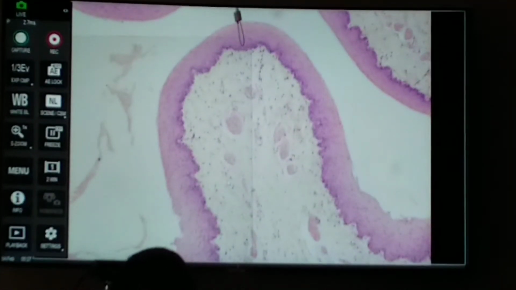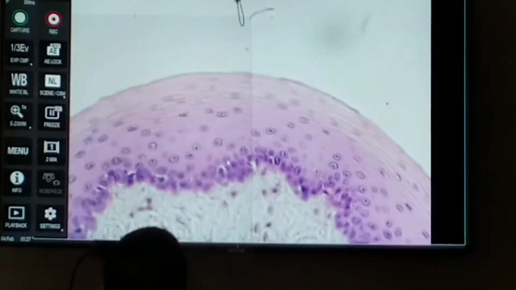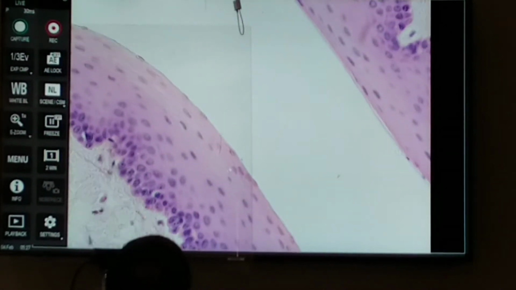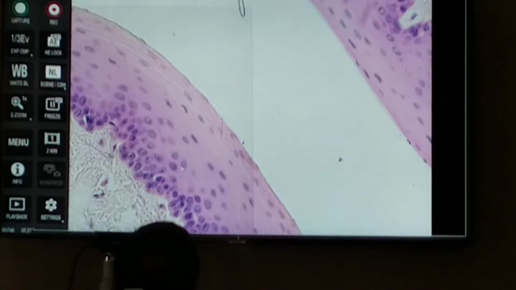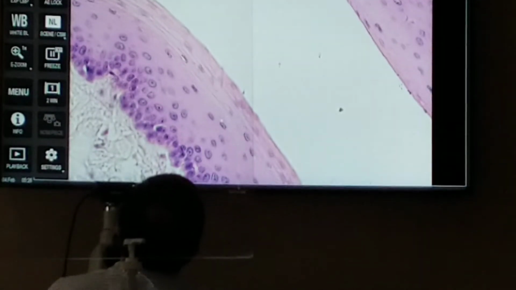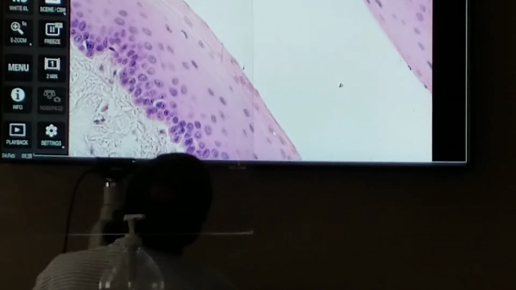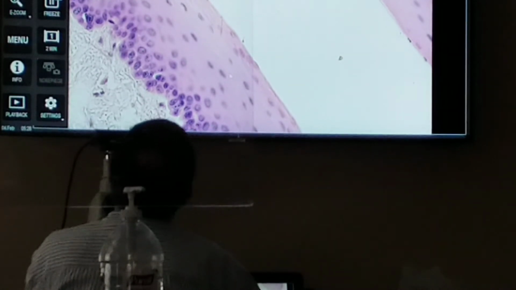So let's go back to that same slide. We said that is non-keratinized stratified squamous. And notice that when you have a stratified squamous epithelium, the cells along the basal surface may be more cuboidal, but they flatten out. See how they're flattening here? But you can still make out nuclei here, here, all the way to the surface. So that means this is non-keratinized.